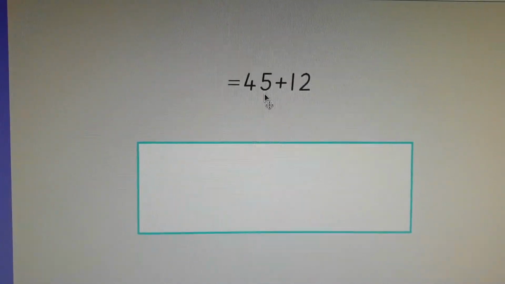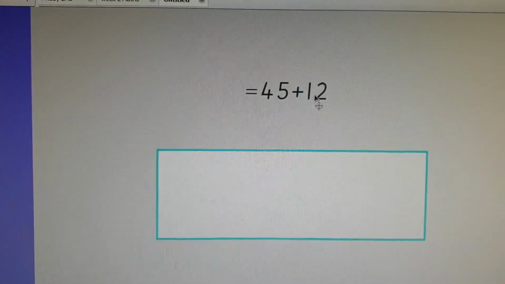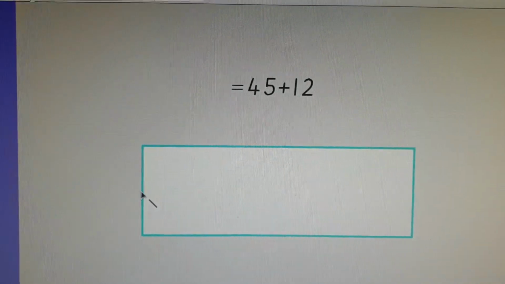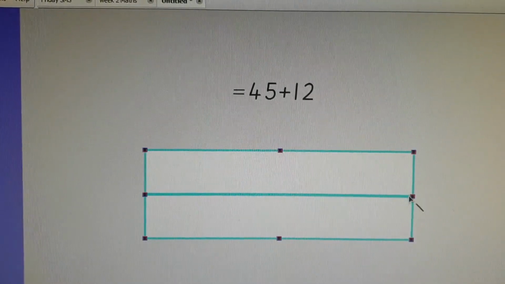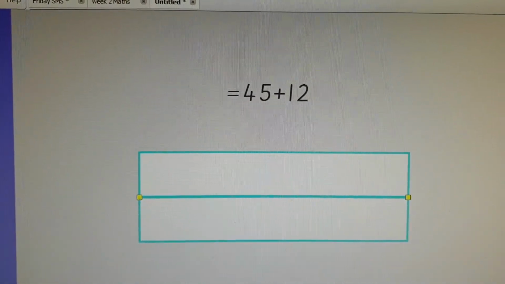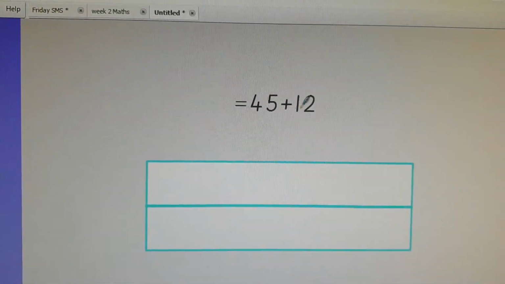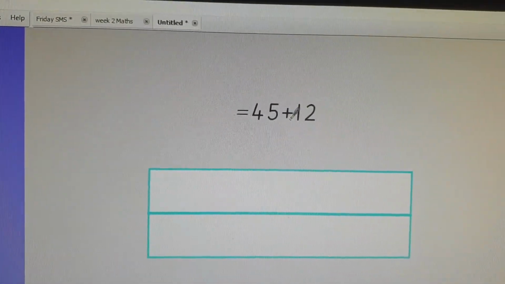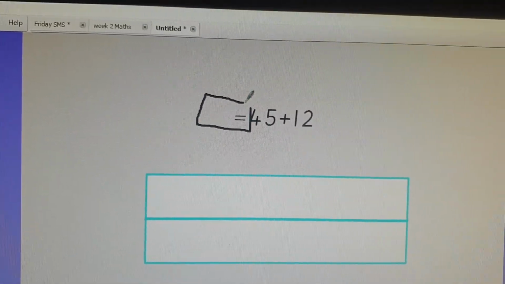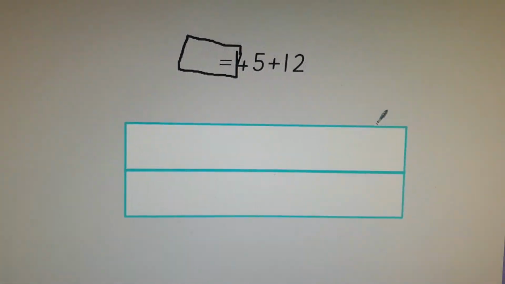My next problem, I've got something equals 45 add 12. So now I'm going to use my bar again. So I'm going to split it in half, that's my first job. But I have a number missing this time. My number that's missing is my whole. I know that because I am adding, I'm doing 45 add 12, and there is a number that should be with my equals that isn't there. Don't let it trick you because the equals is at the beginning.